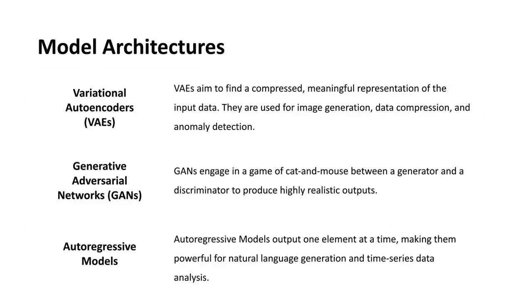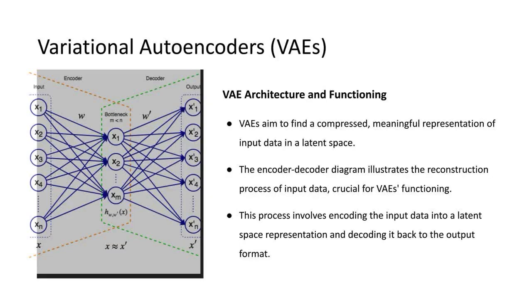Now it's time to explore the specific architectures that drive these incredible generative capabilities by applying the concepts mentioned previously. We will be covering variational autoencoders, generative adversarial networks, and autoregressive models. Variational autoencoders, VAEs, are a type of generative model that takes inspiration from the artistic concept of capturing the essence of something in a simple sketch.